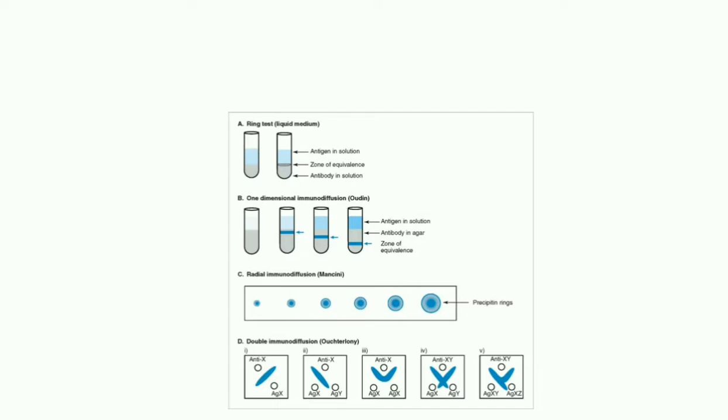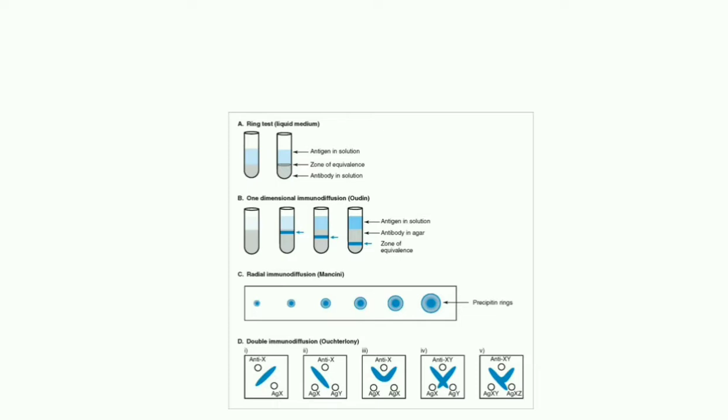This describes single diffusion in one dimension. Here you should remember that immunodiffusion is carried out in agar medium. Initially the antibody is incorporated into this agar gel. Above that, antigen is layered over, which is present in solution. So what happens? There will be interaction. Since it is single diffusion, only the antigen moves. Antigen moves down, and where you have the zone of equivalence, the precipitation will occur.